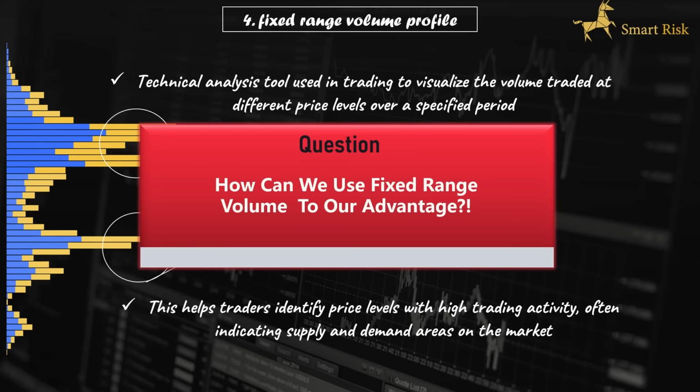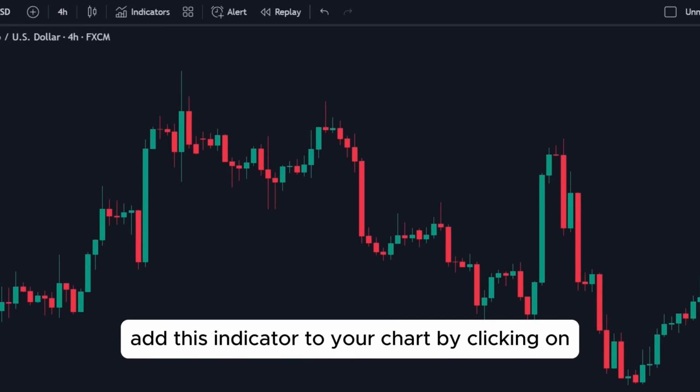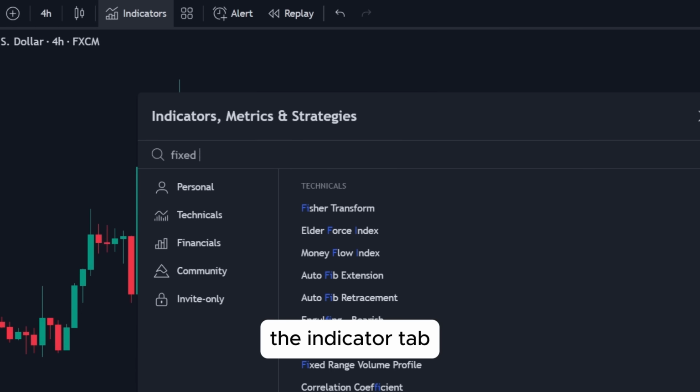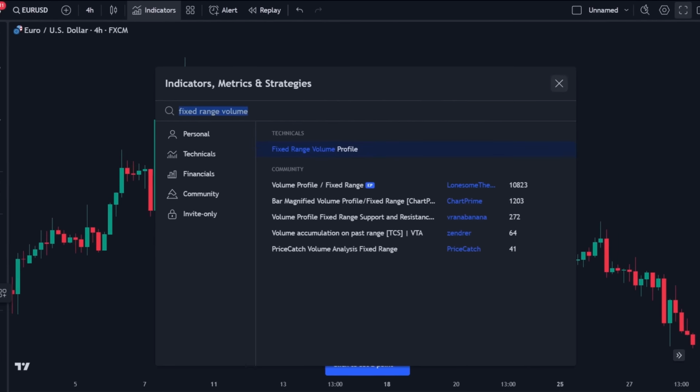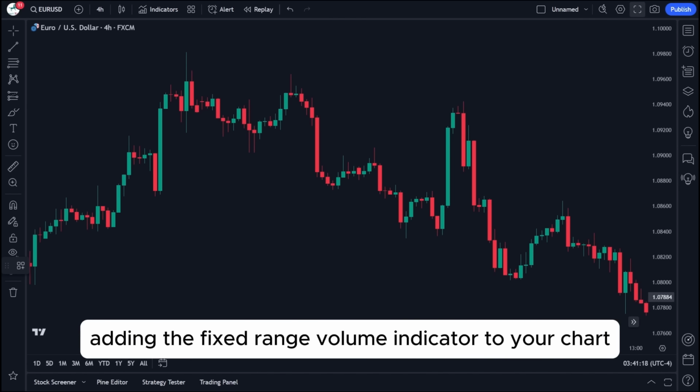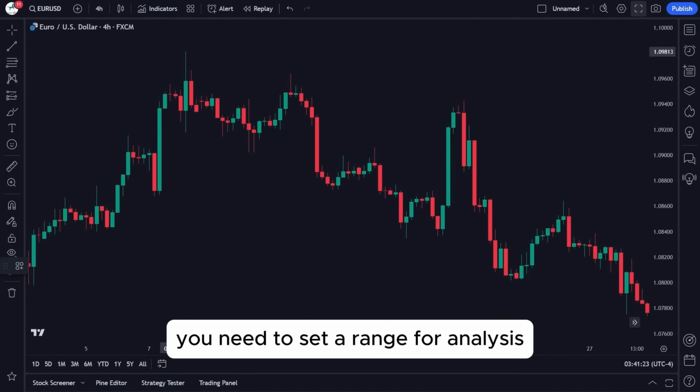Now, let's see how we can take advantage of the fixed range volume indicator as an additional confirmation method. You can add this indicator to your chart by clicking on the Indicator tab and searching for Fixed Range Volume Profile. And then click on it. After adding the Fixed Range Volume indicator to your chart, you need to set a range for analysis.